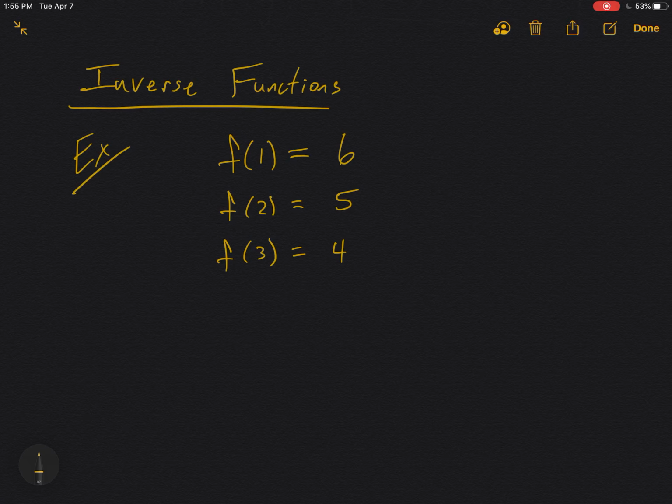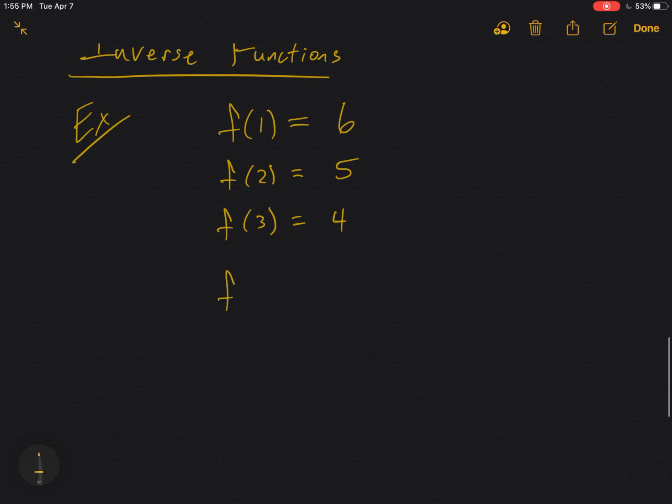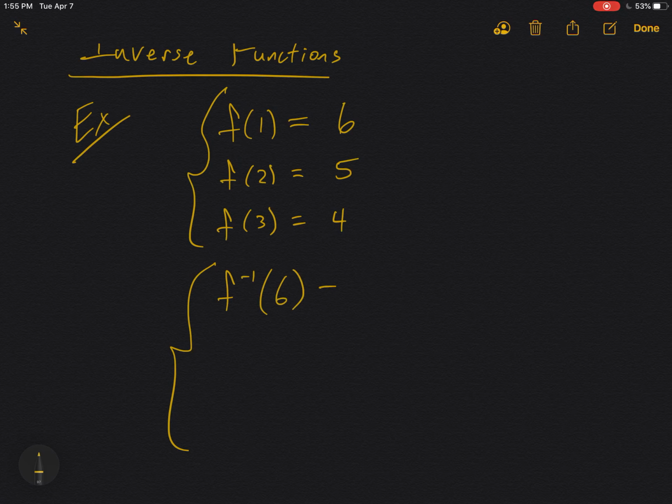So the idea behind an inverse function is that we want a function that undoes whatever the original function f does. So given a function f, we'll be looking for an inverse function, which is usually denoted by f inverse like this. So if f has these 3 properties, then f inverse would have these properties. It would take the input 6, and it would bring us back to the original input 1. So it's just going to undo what f did.